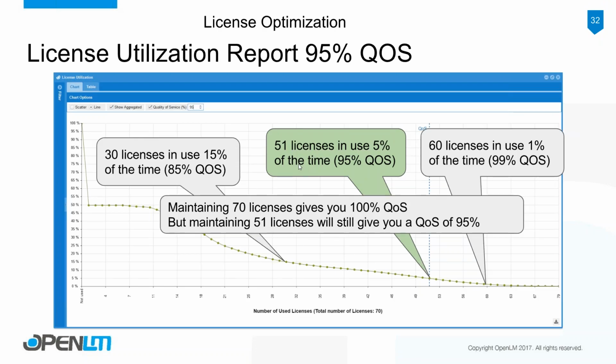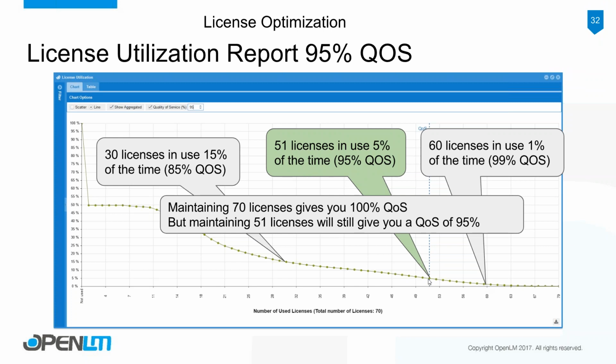The license utilization report is based on your historical usage statistics. It maps different numbers of licenses against the percentage of time that number has been in use. In this example, 60 out of 70 of the license pool are in use a mere 1%. If you can see it here on the right, 1% of the time is 60 concurrent usage.